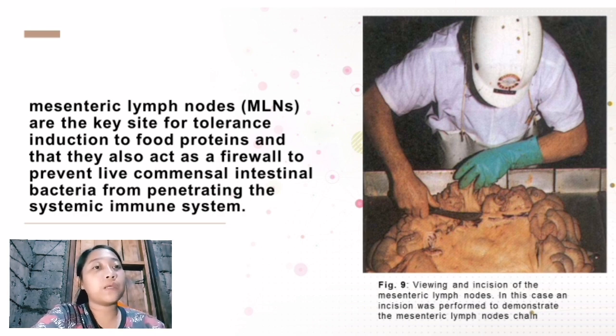So mesenteric lymph nodes are the key site for tolerance induction to food proteins and they also act as a firewall to prevent live commensal intestinal bacteria from penetrating the systemic immune system. As we can see in figure 9, viewing and incision of the mesenteric lymph nodes. In this case, an incision was performed to demonstrate the mesenteric lymph nodes chains. So when we say incision, kaning gina-slice ang lymph nodes para makita kung naay problem o wala.